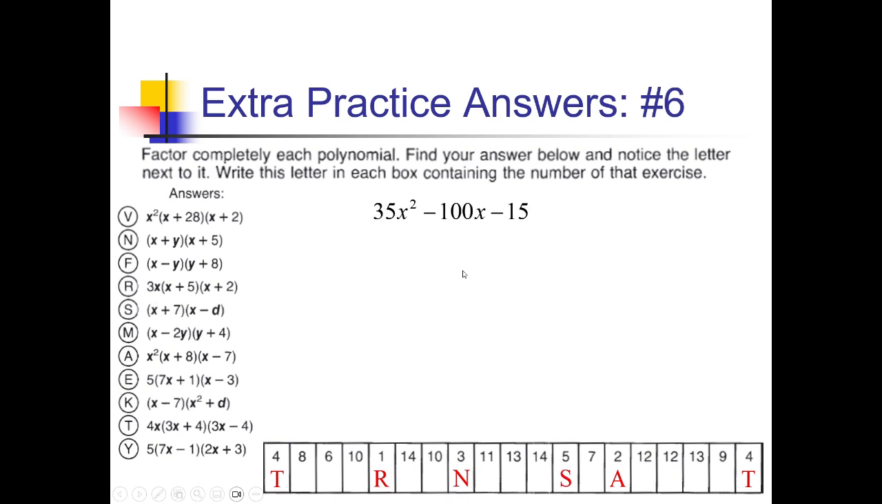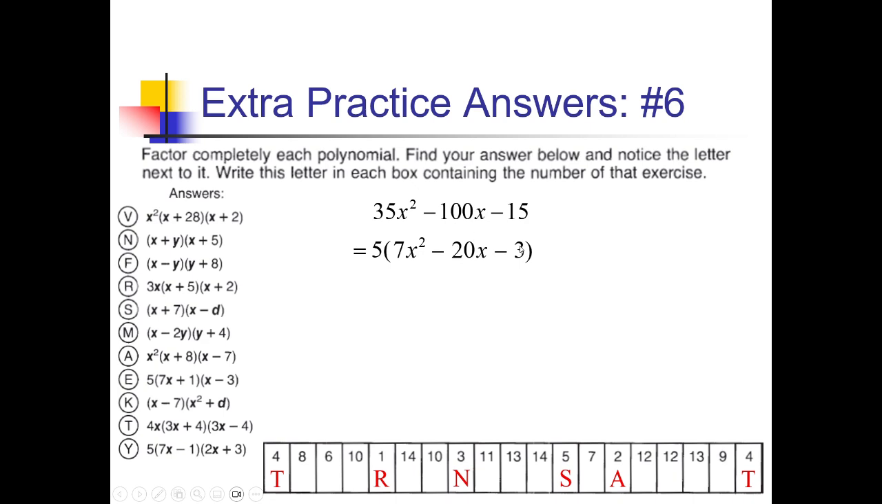For this problem, looking for common factors, I see that I can take a 5 out of all 3 of these. So taking that out, we've got 35 divided by 5 is 7, and an x squared is still there. 100 over 5 is 20, so negative 20x. And then 15 over 5, that's going to be a negative 3 for that last term. Nothing special going on inside the parentheses. I can't use a square root shortcut or anything like that. So I'm going to go straight to AC method on that stuff inside.